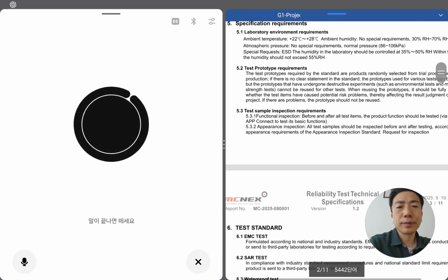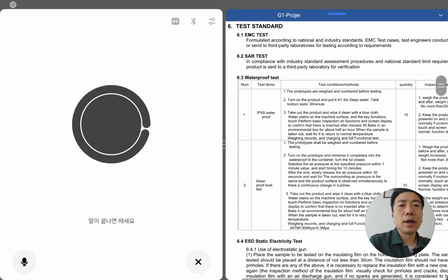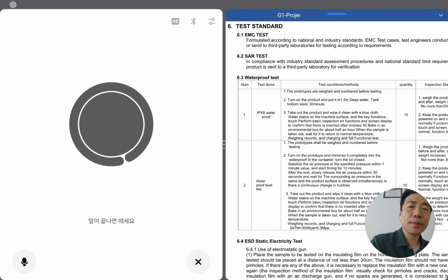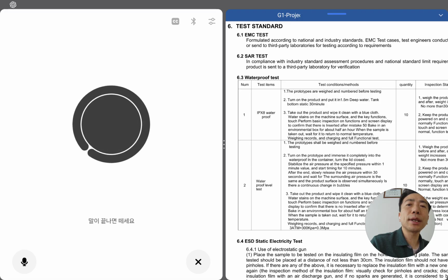Okay, GPT, let me tell you something. Next time we will discuss number 6 section, test standard.